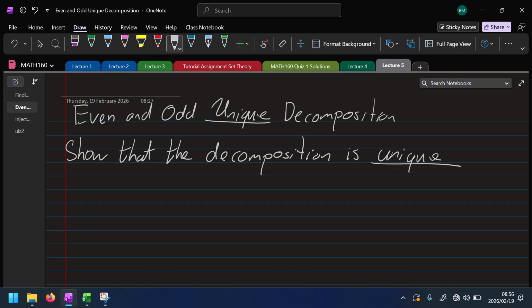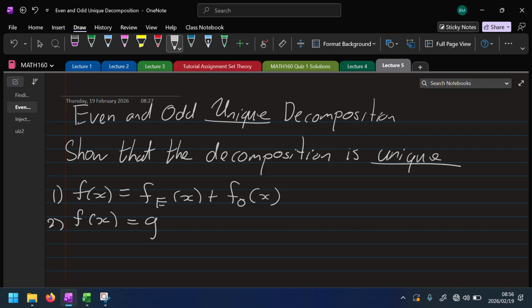Okay. So I gave you a clue for how to do this. We start off with 2 decompositions. We had the one with F and the one with G. We assume that we have 2 of them. So let's say number 1 is the one with F from what we had last time. So that was f of x is f even plus f odd. I label that number 1. That is one decomposition. Now, I said assume we have another one. So f of x is equal to, let's say, g.